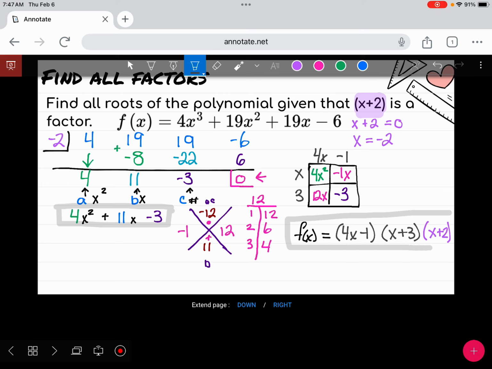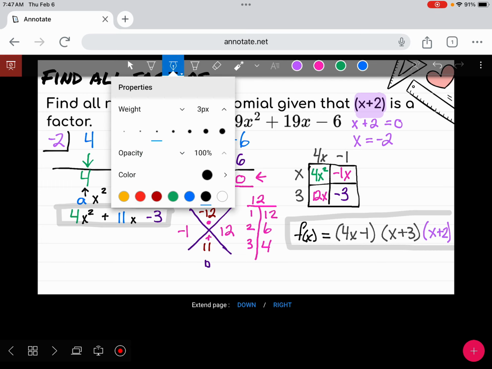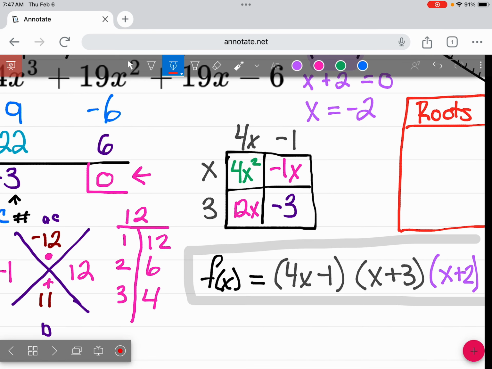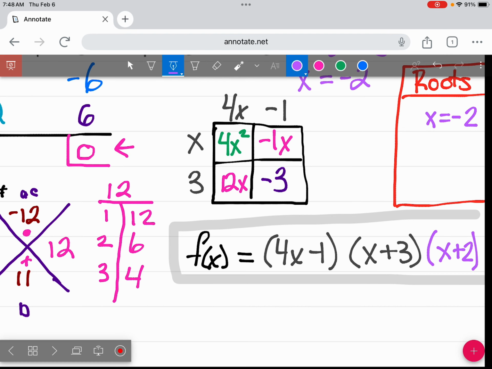It is not our answer that we're totally looking for, but it is super important for us to get there. Because in order to find our roots, we need our factors. So our roots, we already know one of them. What's one of our roots? -2. It's that thing we divided by all the way back at the very beginning. What about this one? -3.